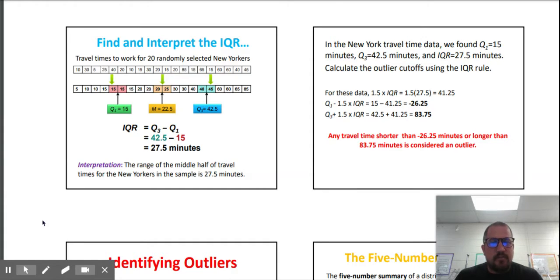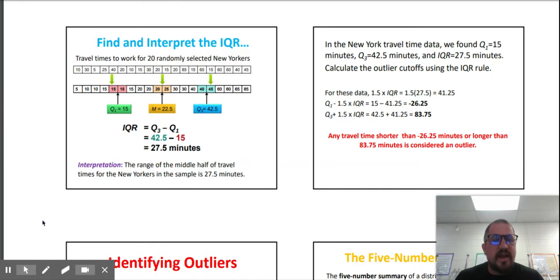We're going to take that number and subtract it from Q1, so our lower quartile. So we're going to say 15 minus 41.25. That is the lower fence. Anything below that number is an outlier. So anything below negative 26.25, which we know there can't be anything below that because you can't have a negative travel time.